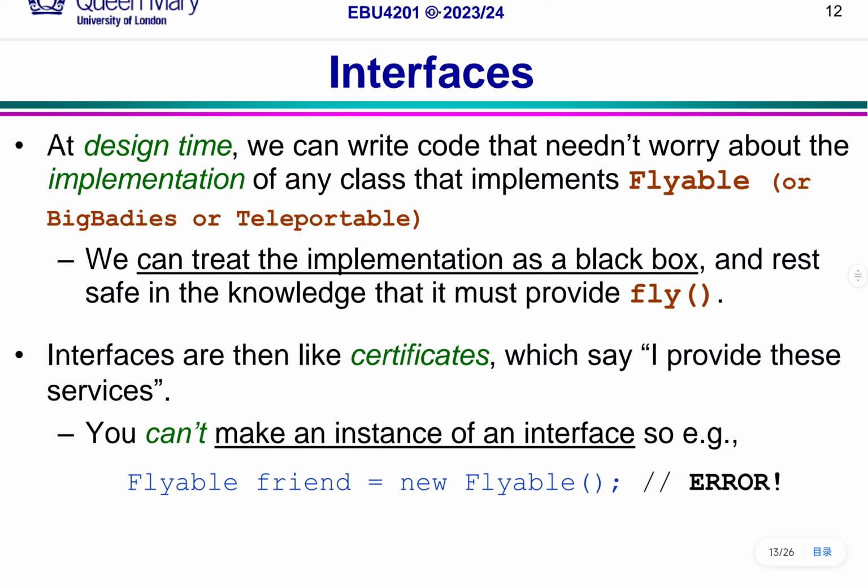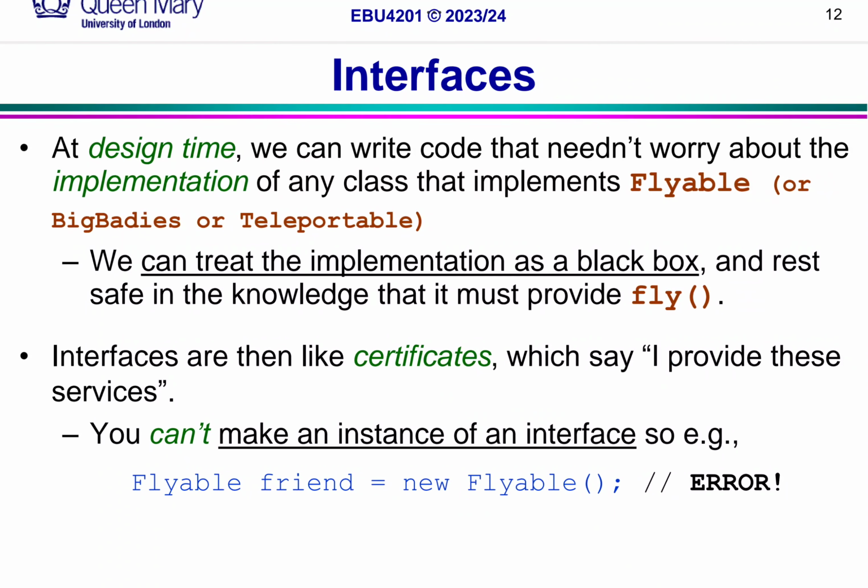With interfaces at design time, we can write code that needn't worry about the implementation of any class that implements flyable or bigable or teleportable. We can treat the implementation as a black box, and rest safe in the knowledge that it must provide.